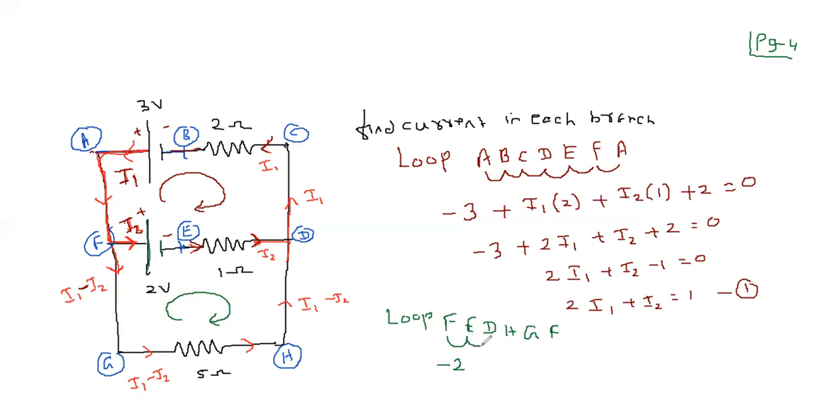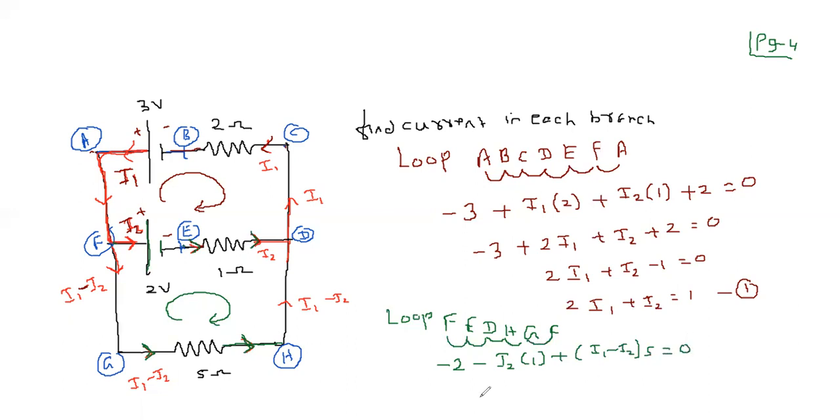E to D. I am going from E to D, and the current is also E to D. So minus IR, where I is I2 and R is 1 ohm. D to H: no battery, no resistance, leave it. H to G. I am going from H to G, but the current is going in the opposite direction. What is the rule? Plus I1 minus I2 into 5. Correct. Then G to F, no battery, no resistance, leave it.